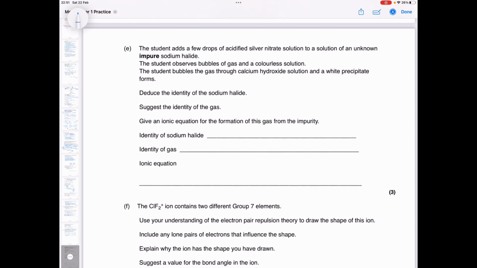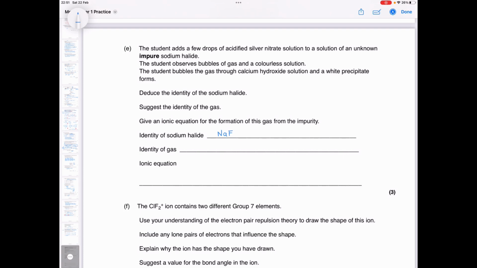Okay, so the student has added silver nitrate to an unknown halide, and we get bubbles of gas and a colourless solution. So we haven't got a white, a cream, or a yellow precipitate, which we would have if we had chloride, bromide, or iodide ions present. So this is a little bit of a trick question, I think, because the identity of the halide must therefore be sodium fluoride, because we haven't made a chloride, bromide, or iodide precipitate.